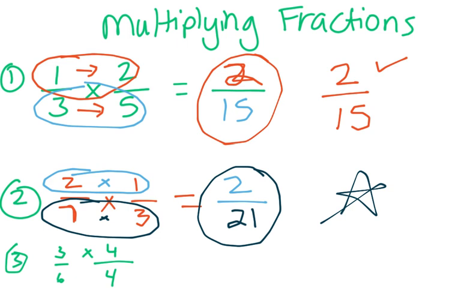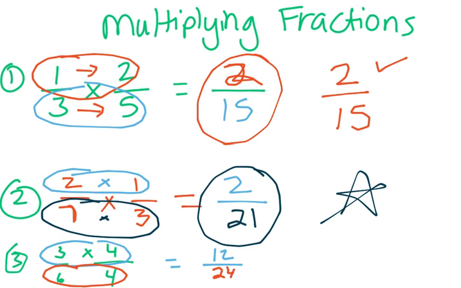All right, and our last problem, let's see if you can remember what to do. We need to multiply what first? The top. That is right. So here we've got 3 times 4 equals 12. Perfect. And now we multiply the bottom. 6 times 4 is 24.